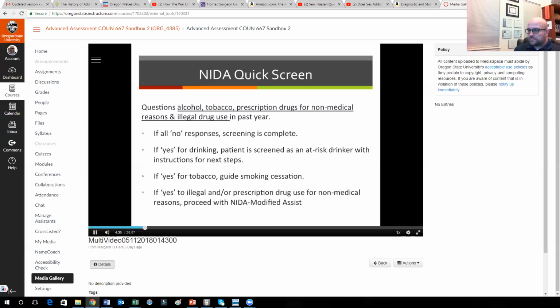The NIDA Quick Screen questions alcohol, tobacco, prescription drugs for non-medical reasons, and illegal drug use in the past year. If the patient indicates no for all of the responses, the screening is complete. If they say yes for drinking, they're further screened as an at-risk drinker. If they screen yes for tobacco, smoking cessation is guided. And if they say yes to illegal or prescription drug use for non-medical reasons, then you proceed with the NIDA Modified ASSIST test.